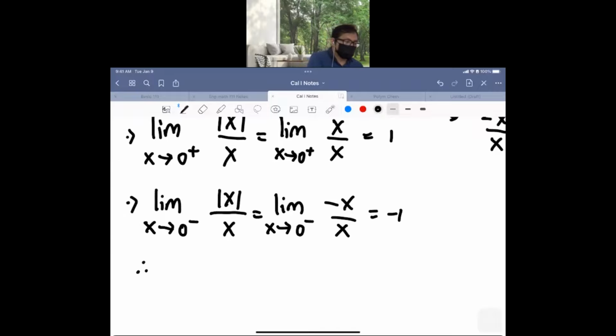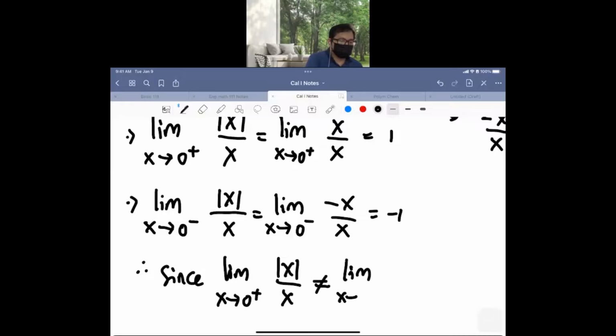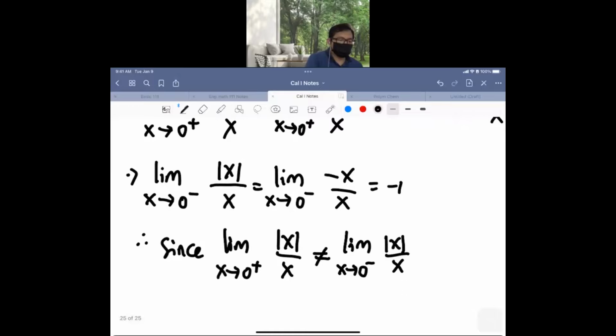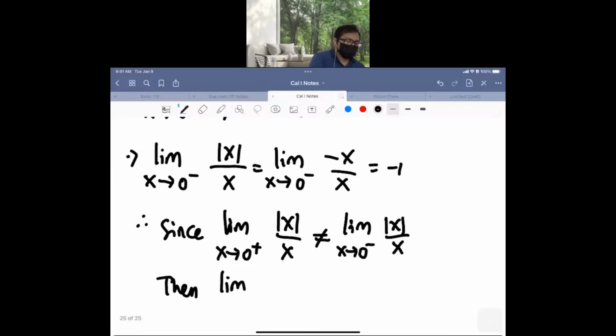So we could say, since the limit from the right is not equal to the limit on the left, then the limit does not exist.